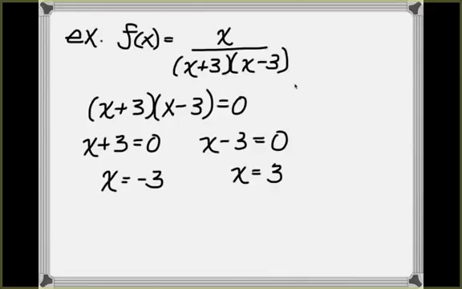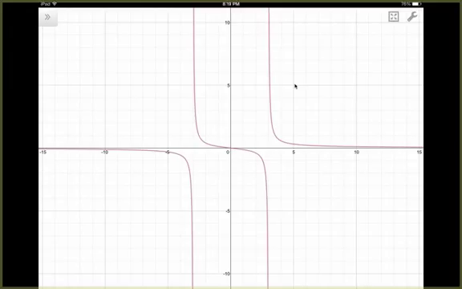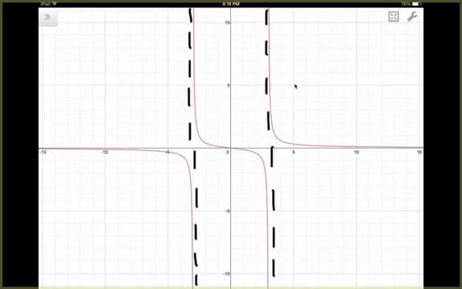If I look at the graph of this function, I'll notice that there are two asymptotes which my graph never crosses, one being x equals negative 3 and one being x equals positive 3.